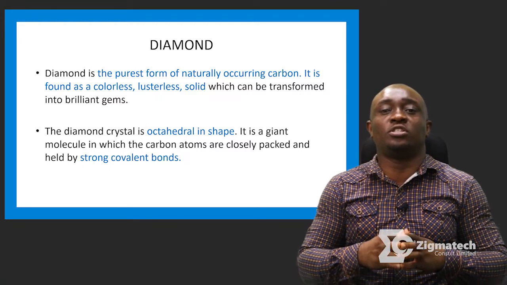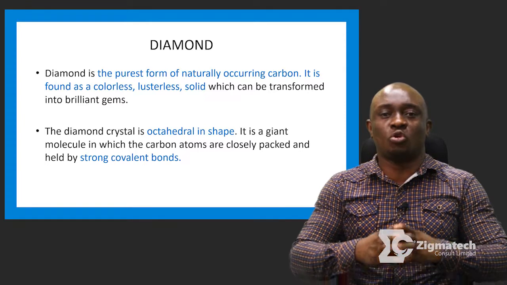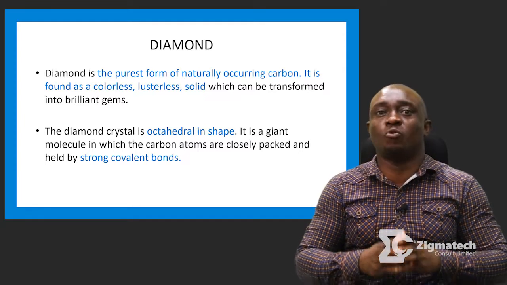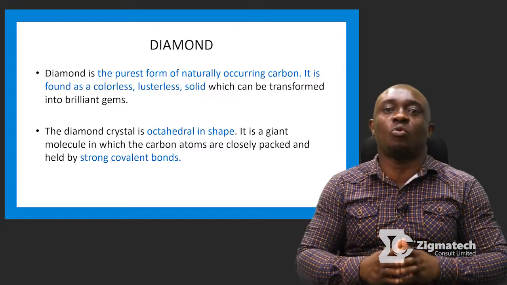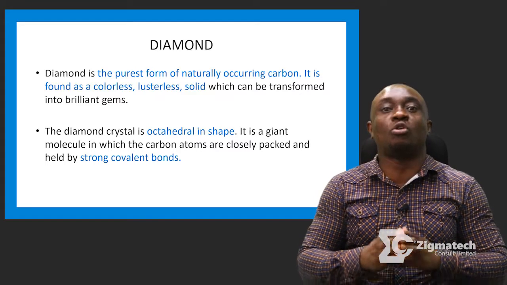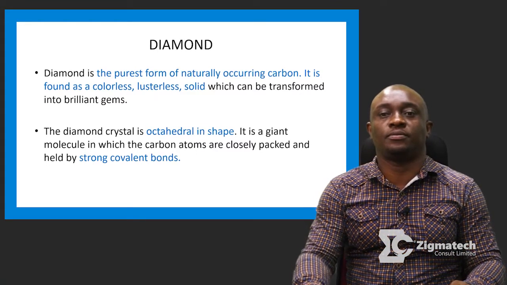So diamond is held together by strong covalent bonds. Remember, there are weak covalent bonds, then we have strong ones. So diamond exists with strong covalent bonds.